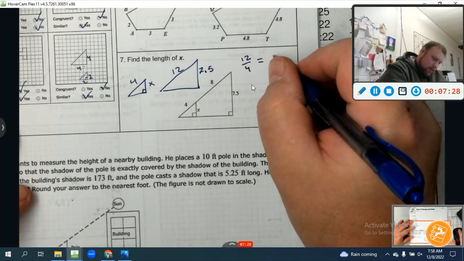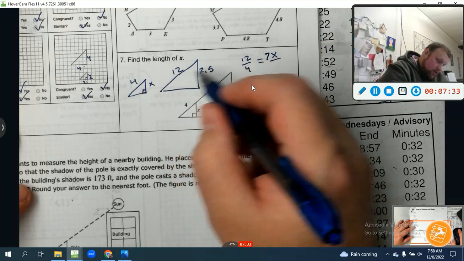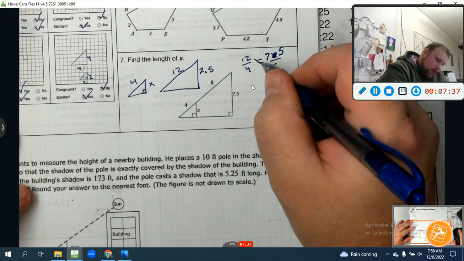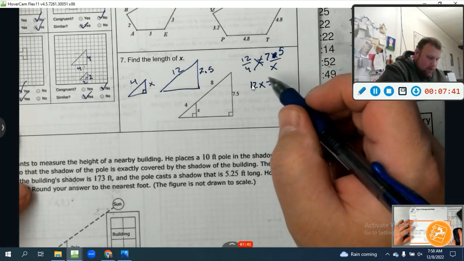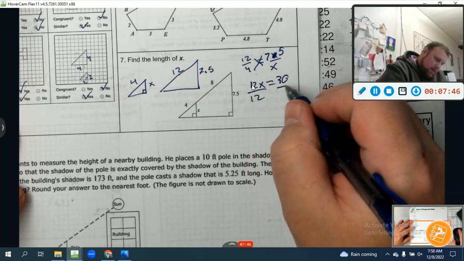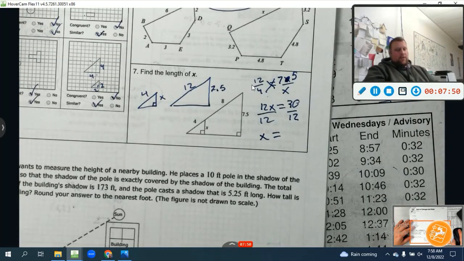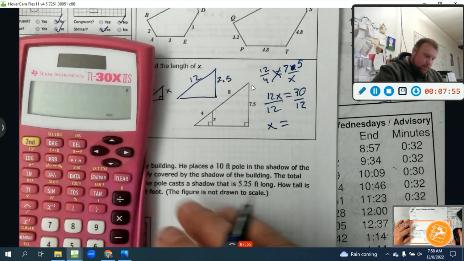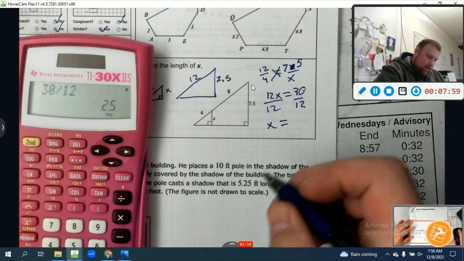If I started with 12, guys, I start with 7.5. Ooh, don't make that mistake. 12 over 4 equals 7.5 over X. Cross multiply, I get 12X equals 30. Divide both sides by 12, and I get that X equals, got to bring my calculator out for this one, guys. 30 divided by 12, 2.5. Oh, good number.